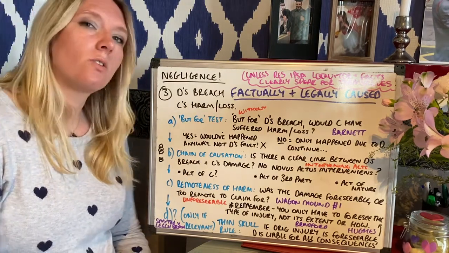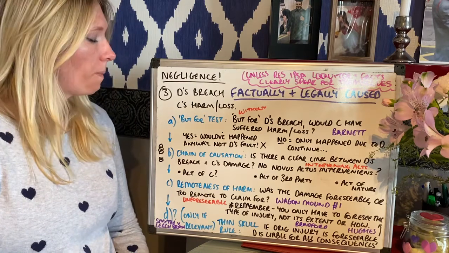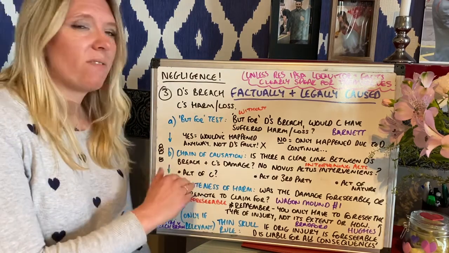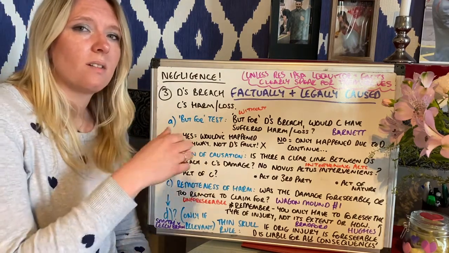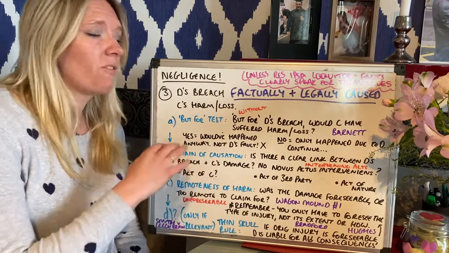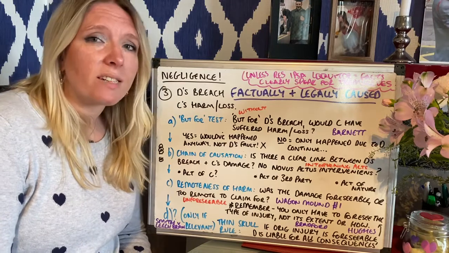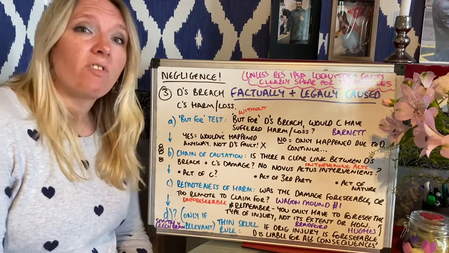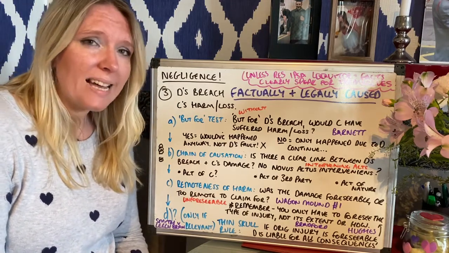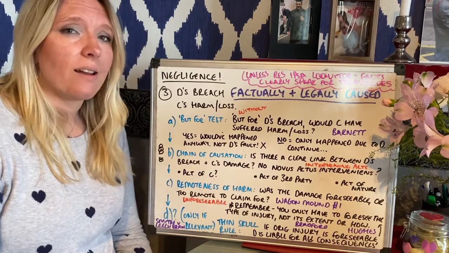Hopefully, so straightforward so far. Now remember, even if the chain is broken, the defendant will still be liable for any original injury. In the case of Baker versus Willoughby, for example, the claimant was involved in a car crash. He had a leg injury, an ankle injury.